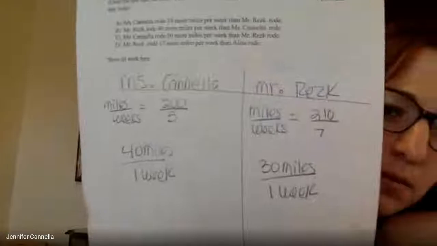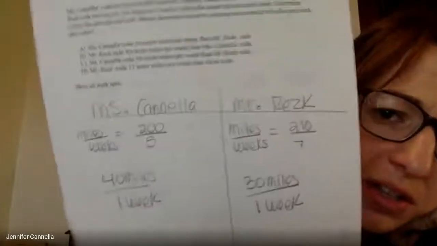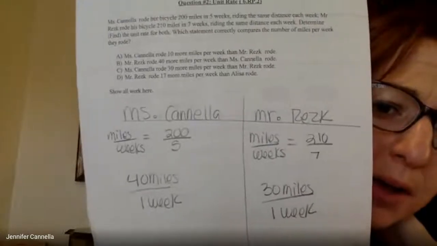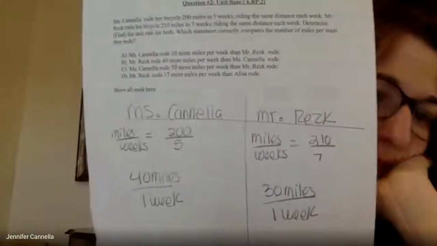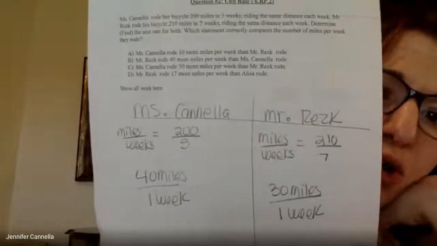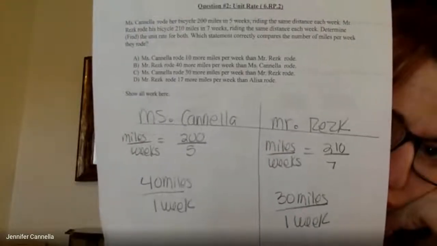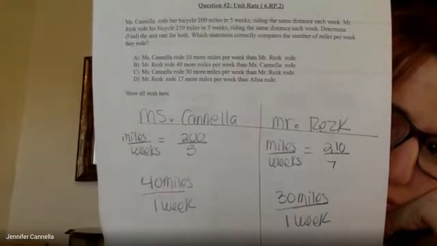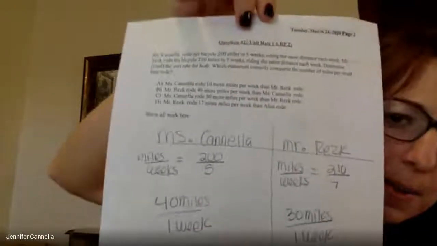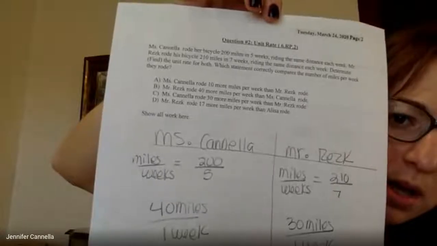Now, can everyone see this? Anelina, can you see this? Yes. Okay, so now, Anelina, who rode more miles, me or Mr. Rez? You. How many more miles did I ride than him? 10. So which answer choice did you select on this paper? Because you said I rode 10 more miles. Somebody help her out. Answer choice A. Right, because Miss Canella wrote 10 more. So you're going to circle A.